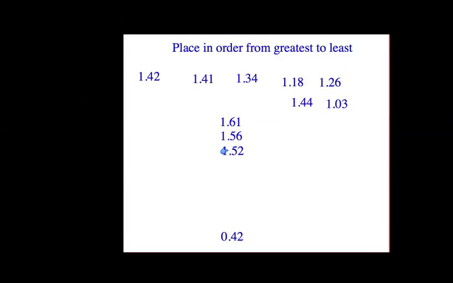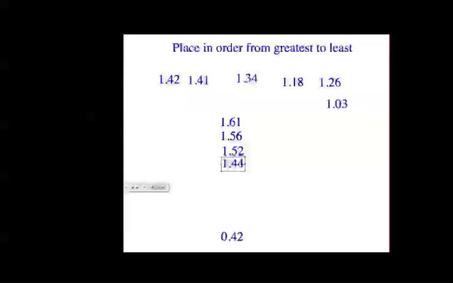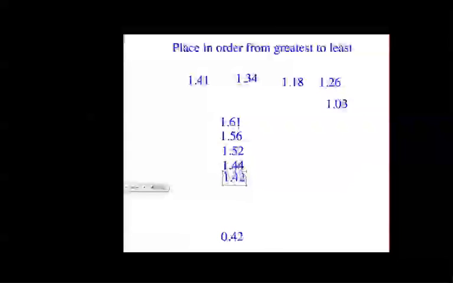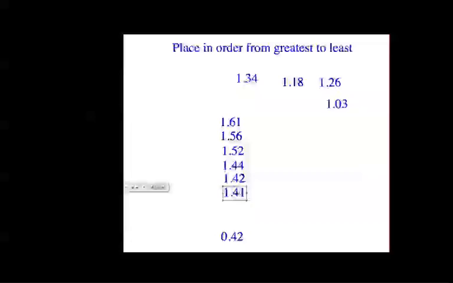When I look to my tenths place for my next lowest number, I find the number 4. And I have 3 in this set with a 4 in the tenths place. I look to my hundredths place for the largest value number, and I see that 4 in the hundredths place is my largest value. So 1.44 is greater than 1.42, which is greater than 1.41. Look at these last 4 numbers on your own and place them correctly in our order from greatest to least.